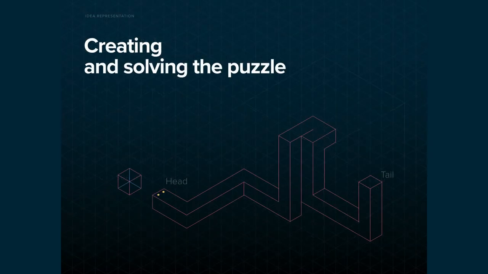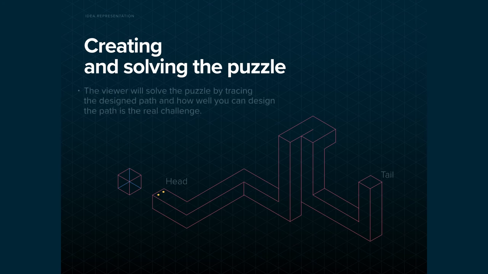With regards to the creation of the puzzle, you have to create a path which follows the rules of the isometric grid. The viewer who is solving the puzzle has to trace the path from the head of the snake to its tail. Hope this visualization makes it clear of what has to be done.